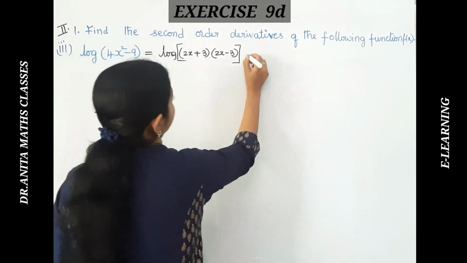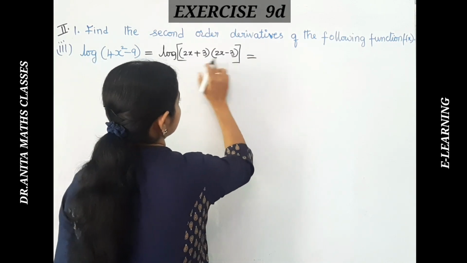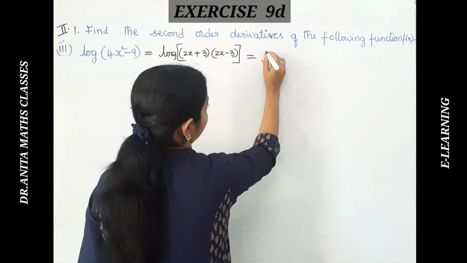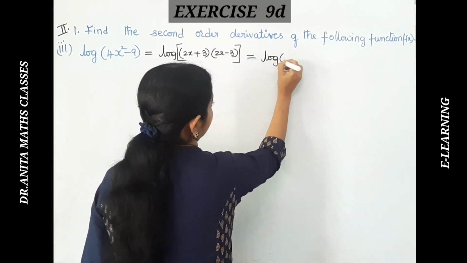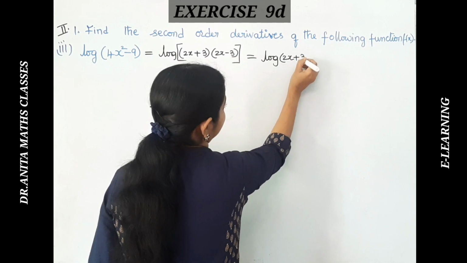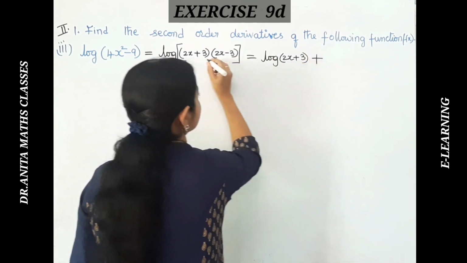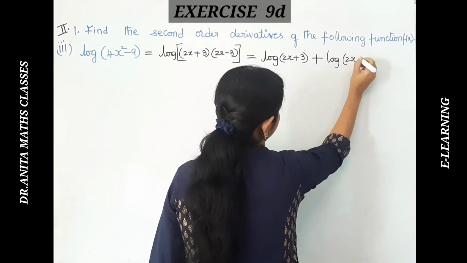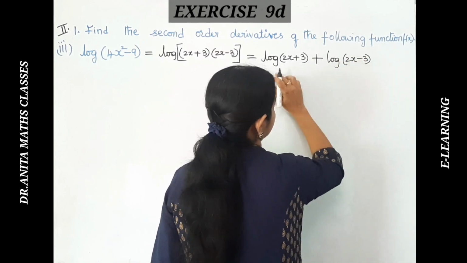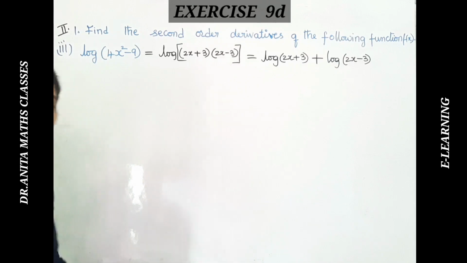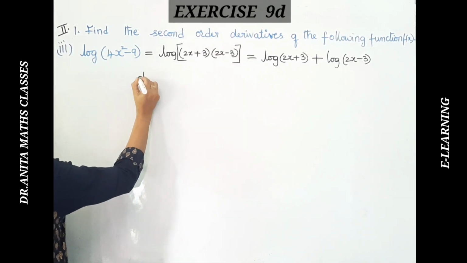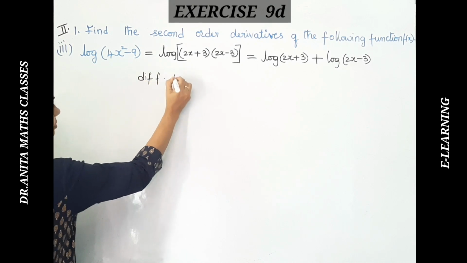Again, for the log functions, if it is a product, we come to the plus. Okay, log a into b is log a plus log b. Likewise, so log of 2x plus 3 plus, since the product, log of 2x minus 3. So the function f of x has resolved into two log functions. Now we will do the derivative. We will do the first derivative. Okay, differentiating with respect to x.